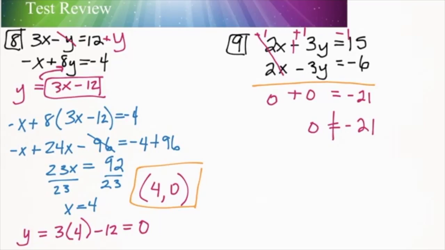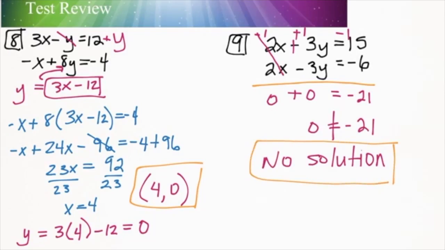0 is not equal to negative 21. If you have anything like this, you're going to look at the statement. If it's false, it's going to be no solution. In other words, these are two lines that do not cross, or they're parallel lines.